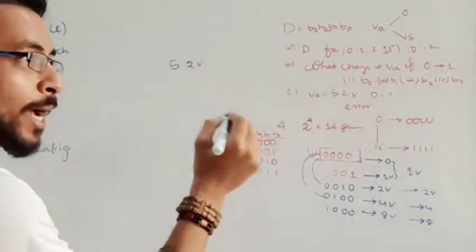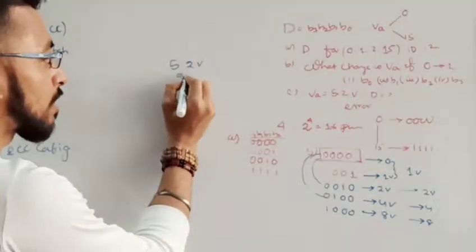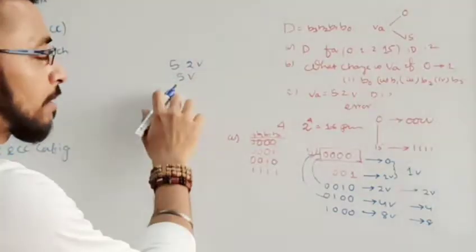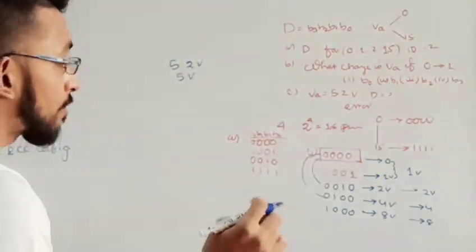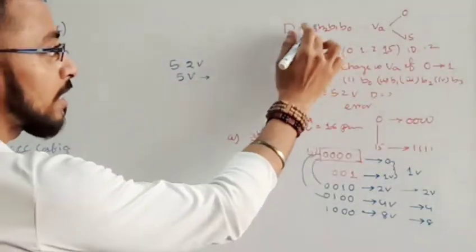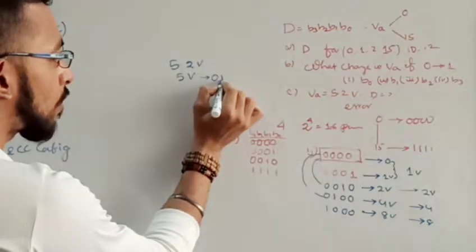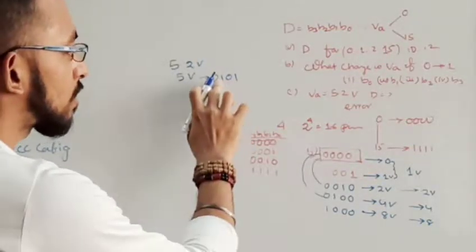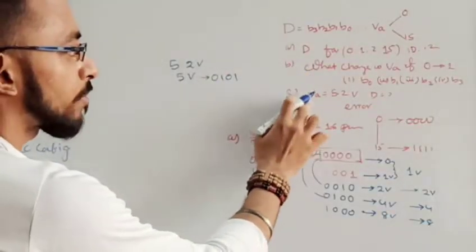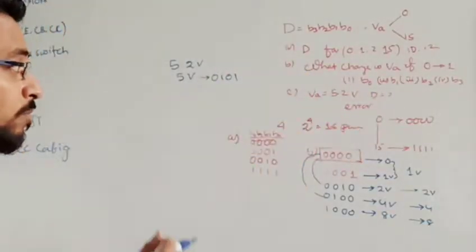So I can take an approximate value near the whole number, which is 5 volt. 5 or 6. Since 5 is closer to 5.2, I am taking 5. So 5 volt can be represented in terms of D using 4 bits, which is 0101. 4 plus 1 is 5. So this is the representation of D for 5 volt.